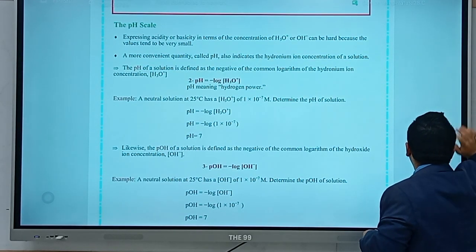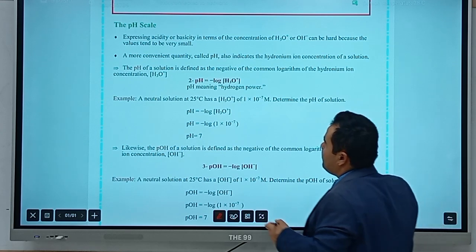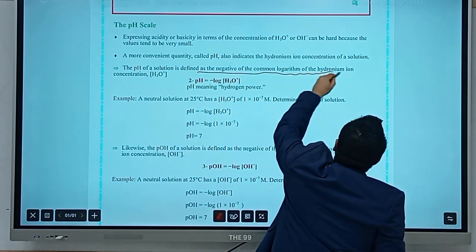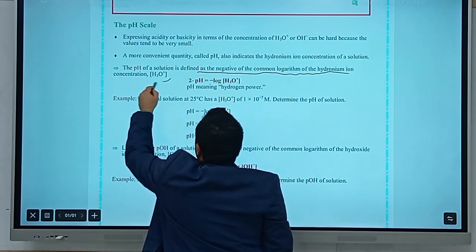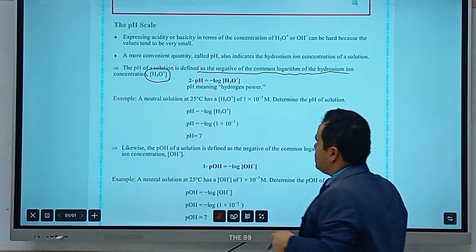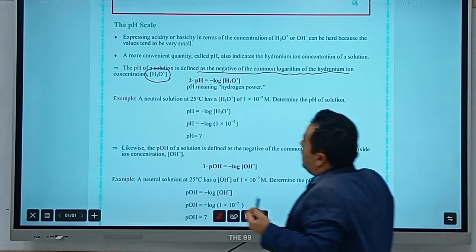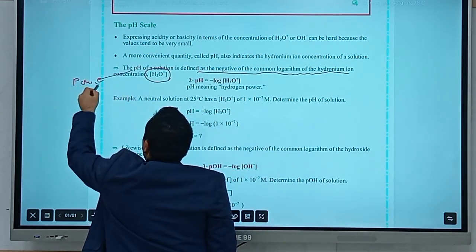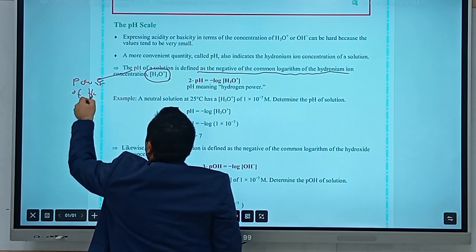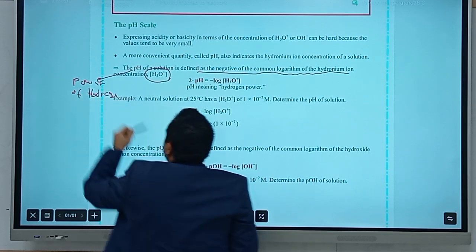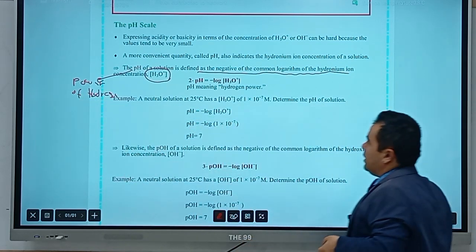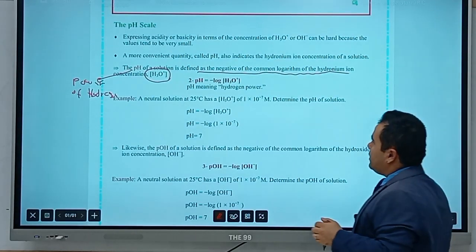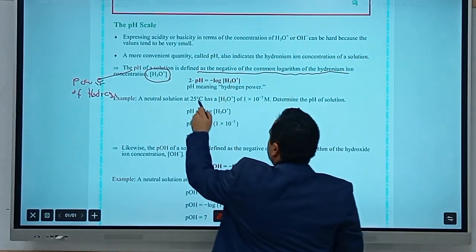So the pH is defined as the negative logarithm of the hydronium ion in the solutions. The pH refers to the power of hydronium, power of hydrogen, or power of the proton. This is the power of the hydrogen. It represents the existence of the hydronium in the solution.